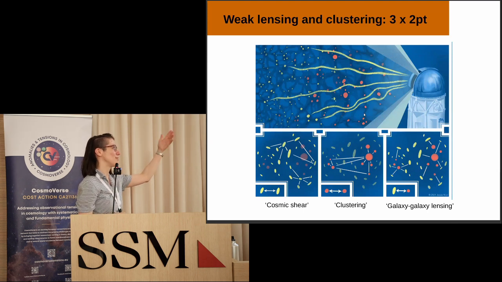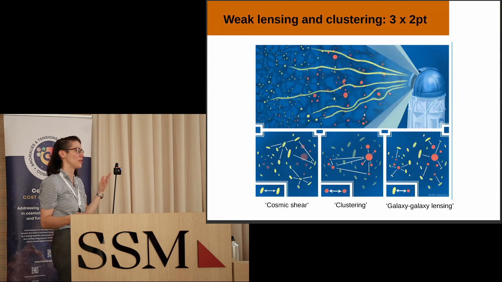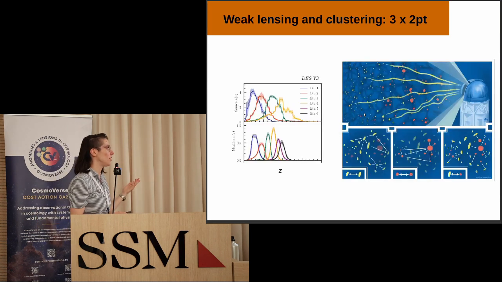We call the clustering one clustering often, and then we call the cross one galaxy-galaxy lensing. As you can imagine, we have a galaxy in the foreground tracing the dark matter, and that's going to be correlated with having lensing by that dark matter in the background. So we call this our 3x2 point type analysis because we have 2-point functions and there's 3 of them.